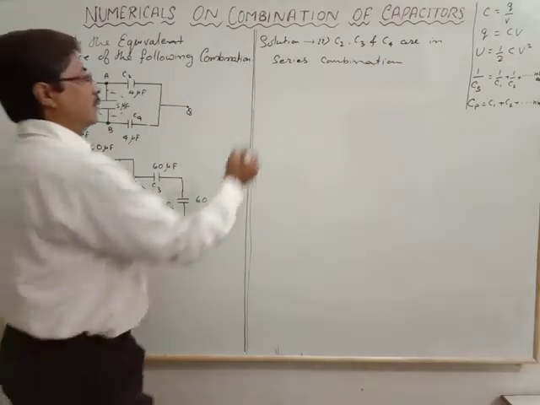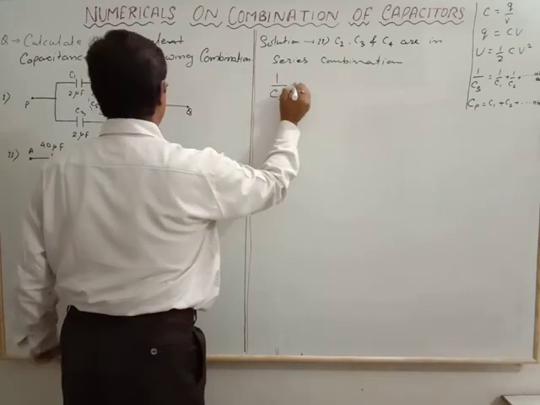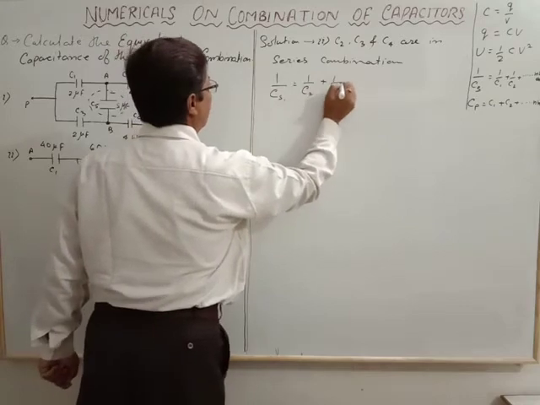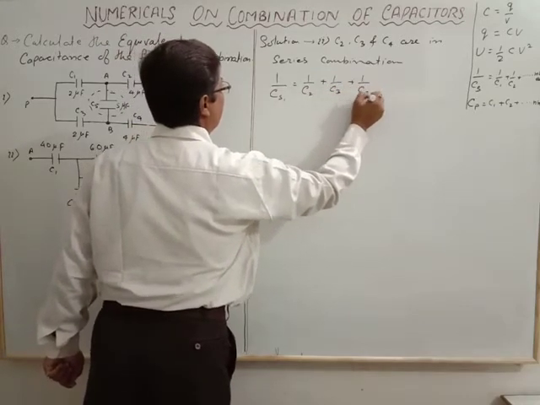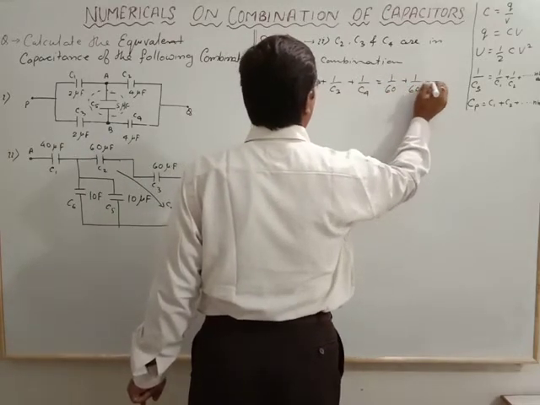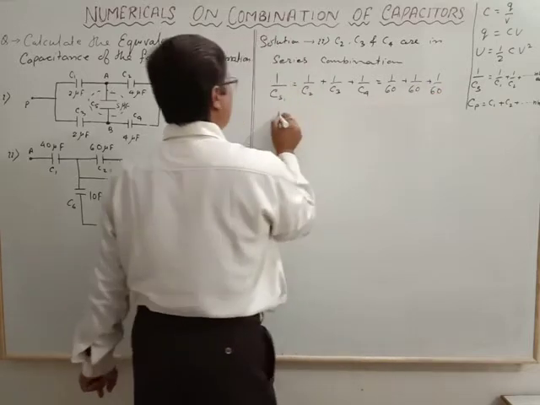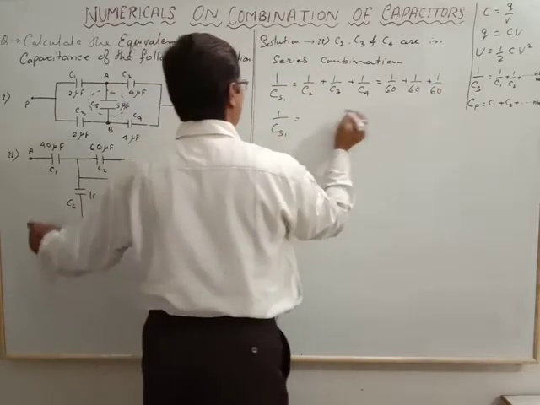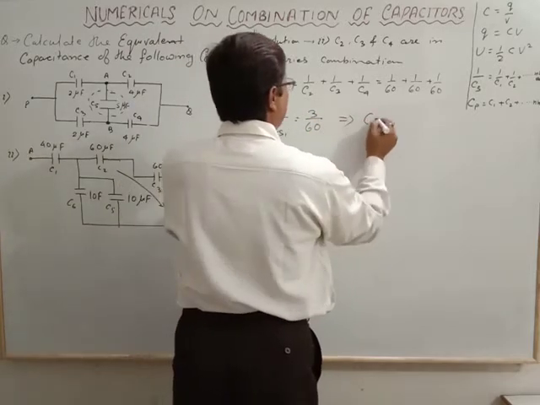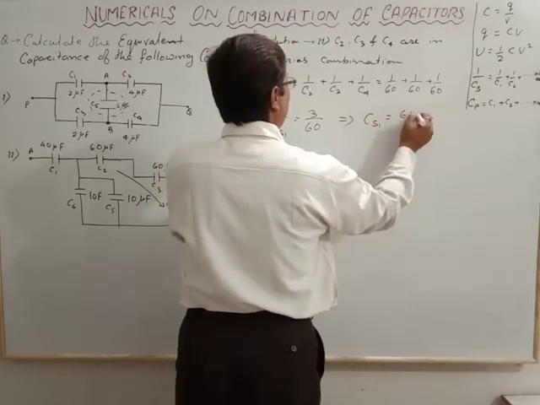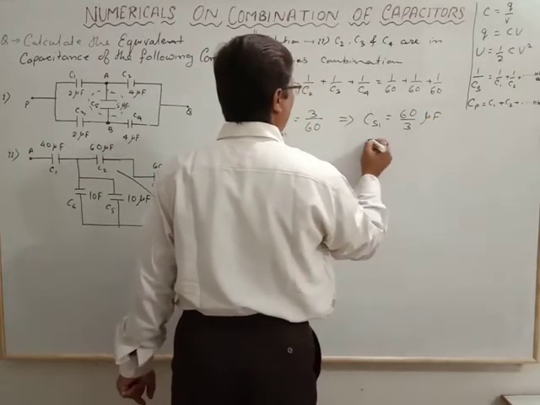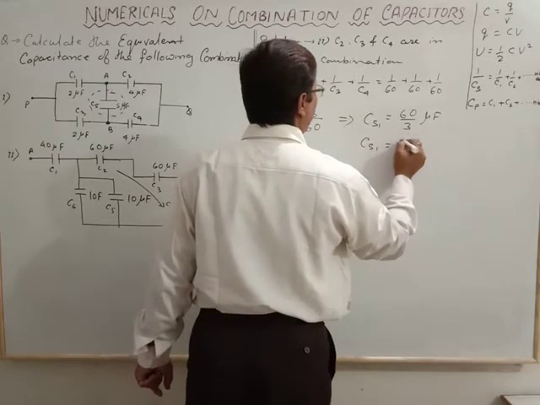So for this series, 1 by CS1 is equal to 1 by C2 plus 1 by C3 plus 1 by C4. That is 1 by 60 plus 1 by 60 plus 1 by 60, so 1 by CS1 is equal to 3 by 60. This implies CS1 is equal to 60 by 3, or we can write CS1 is equal to 20 microfarad.